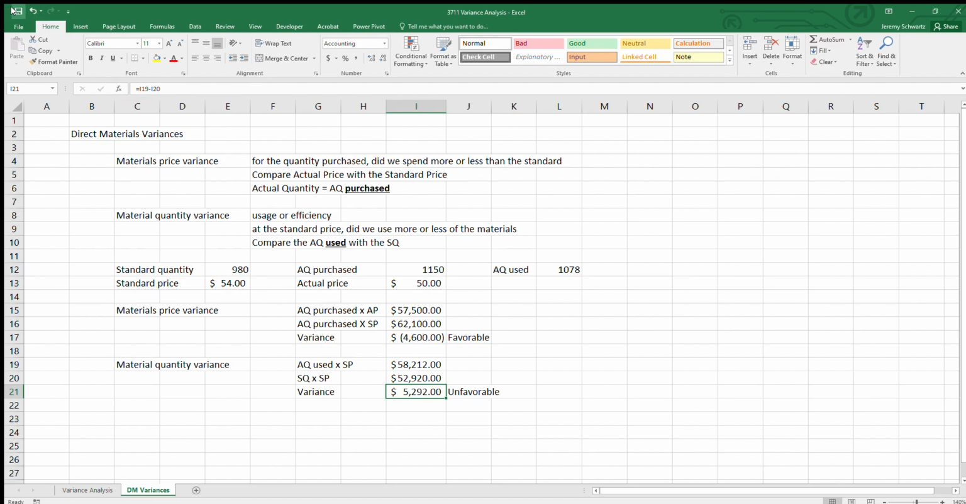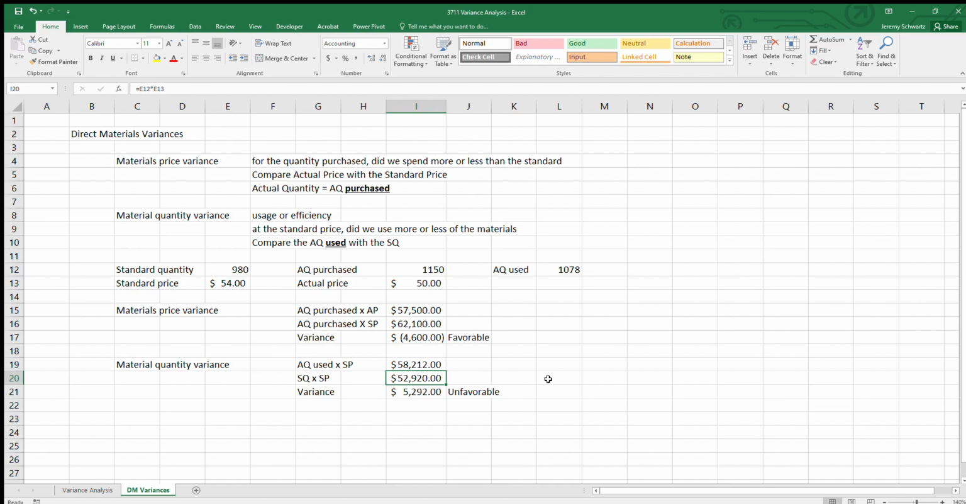So as it turns out, compared to what we had planned for, we ended up using more of the materials than what we had anticipated. And it looks to be a lot costlier. So this is where we need to be careful when we go through and analyze anything regarding variance analysis.